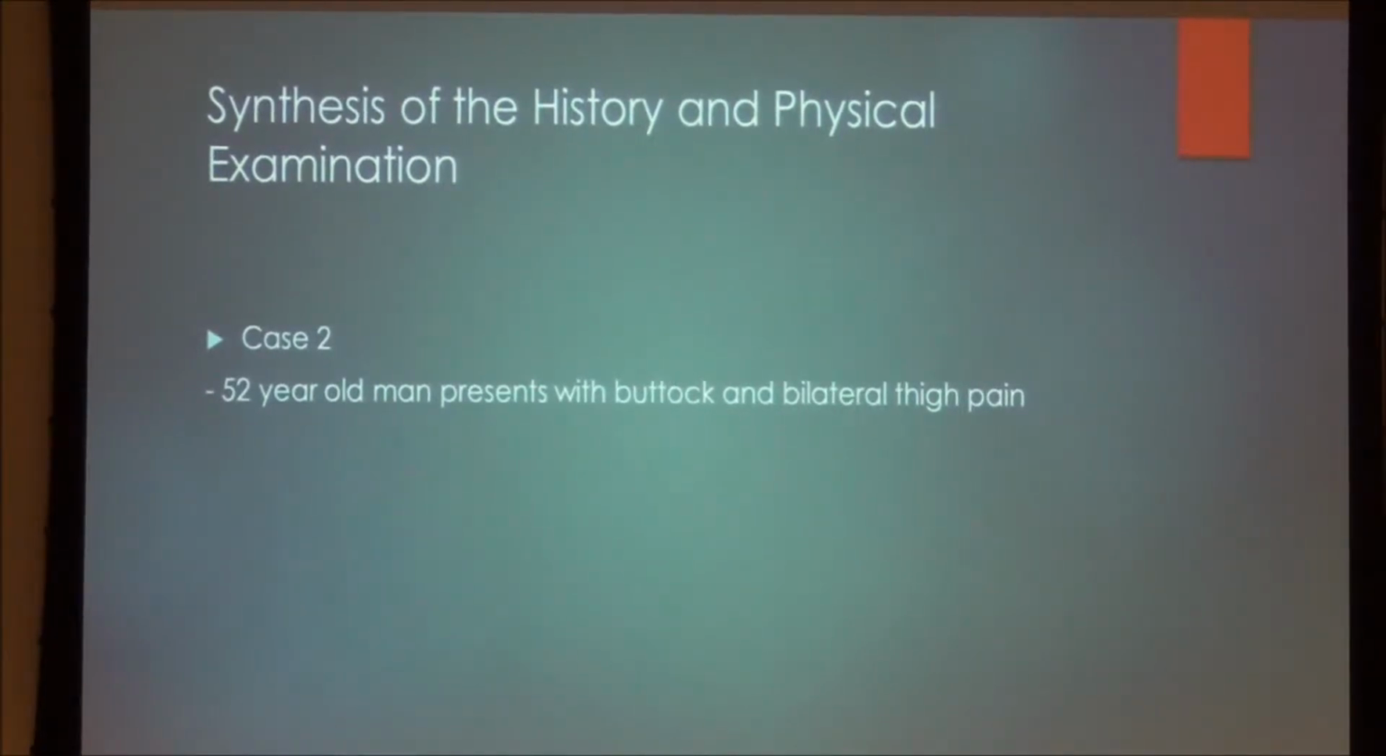Let's say that ABI will give you some information, diminished ABIs and low pressures, then you can move forward and do CT angiogram, and then if it's needed, you can do more invasive testing like angiogram and intervention.